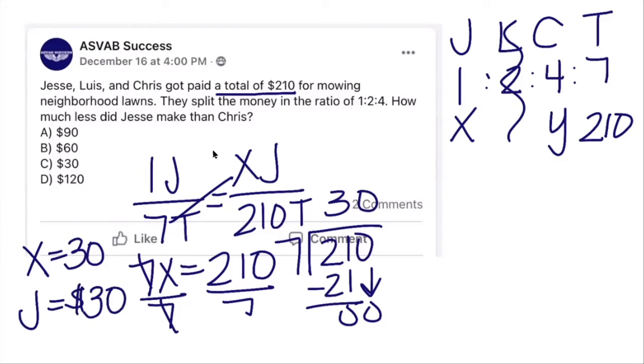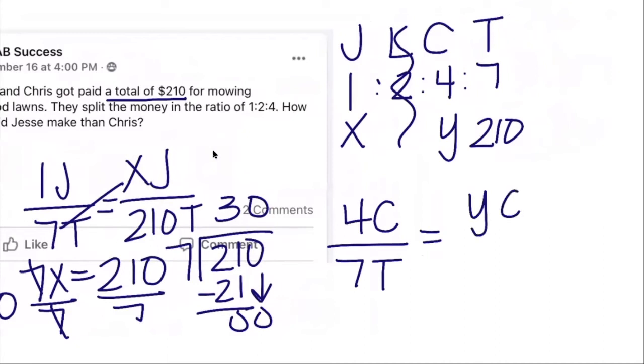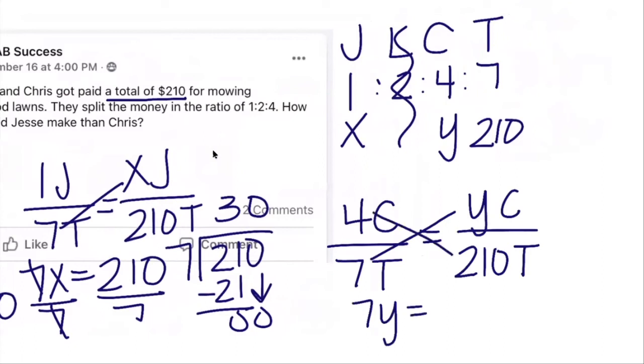Okay? Now that we have that, let's take a look at what Chris made. So I'm going to make a little more space here. Chris is 4 C over 7 total. Remember, we always start with a ratio. That's our first fraction. Our second fraction is going to be Y Chris, because we don't know how much he makes, over 210 total. So we're going to cross multiply. 7 times Y is 7Y. 4 times 210, let's do that over here.